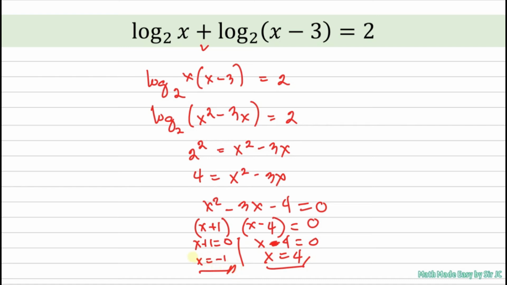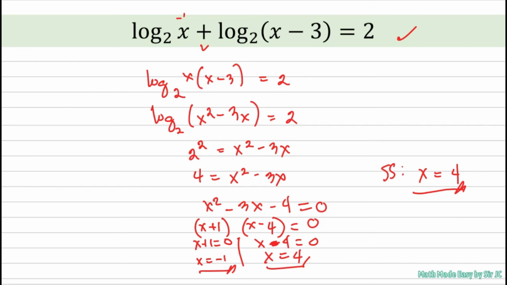Okay, look at this value. x equals negative 1. When x is negative 1 here, log of negative 1 with the base of 2 is undefined because a logarithm exists only for positive real numbers. So we can say that negative 1 is an extraneous solution, and the solution for this equation is only x equals 4. The answer is only x equals 4 because x equals negative 1 does not satisfy the given equation.